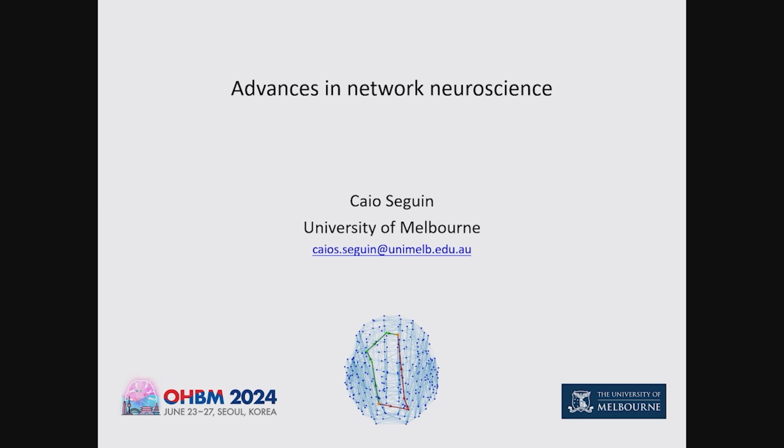So I'm going to talk about advances in network neuroscience. I'm going to start with a really quick introduction to network neuroscience, where we are at in the field now, and then I'm going to briefly tell you about some of the research that I have been doing. My name is Caio Seguin, by the way, at the University of Melbourne.